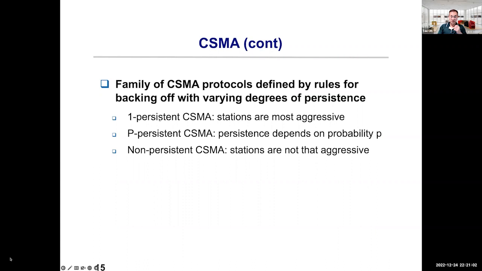One-persistent is where the station is most aggressive. If it's busy, it checks again, and again, and again. It checks all the time whether it's busy or not. It takes a lot of resources to check all the time, right? But one good thing is that as soon as the channel becomes available, you can use it right away. This is the most aggressive way of doing it.